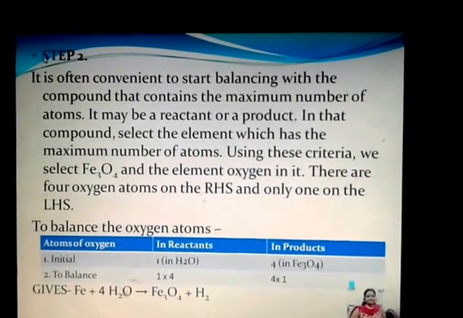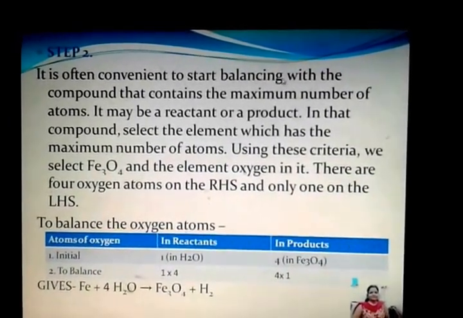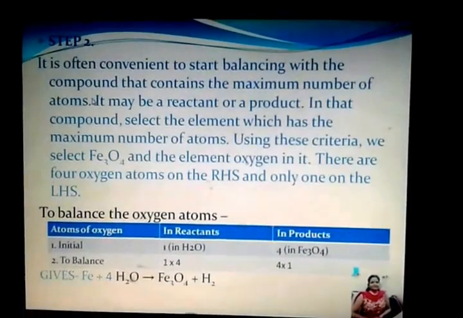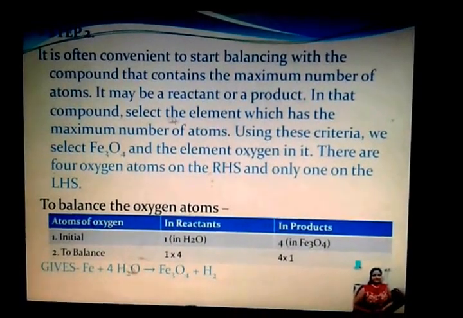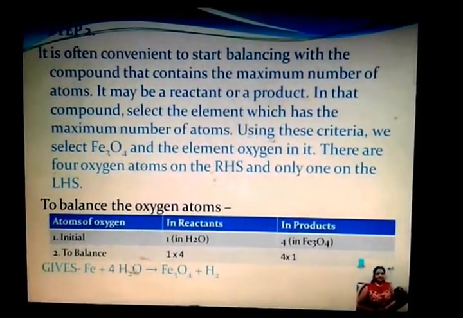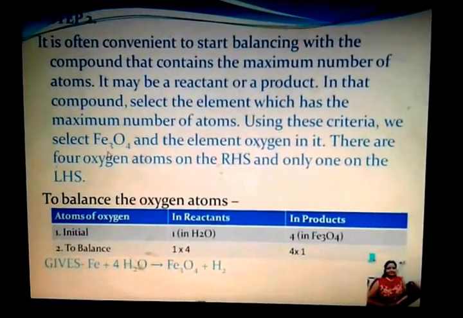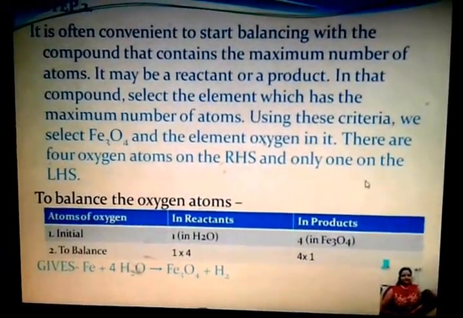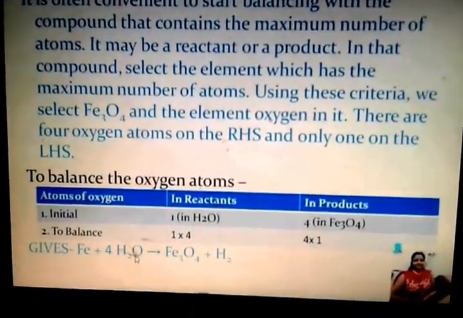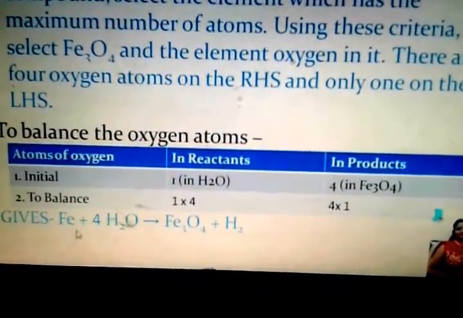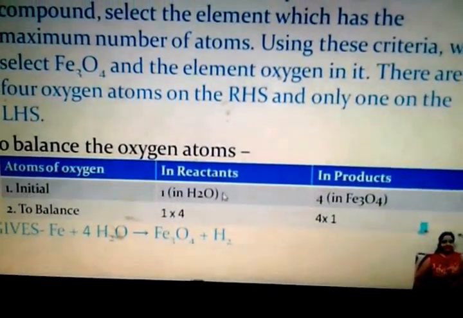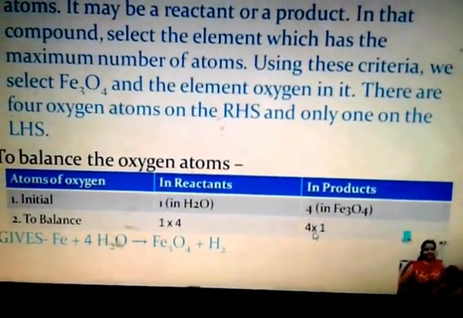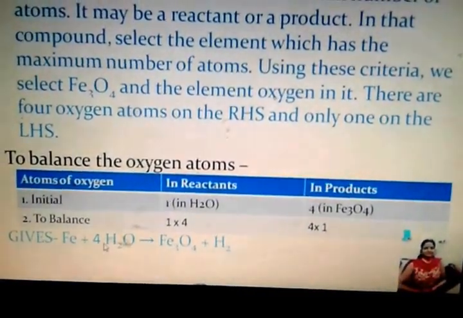Now step 2. It is often convenient to start balancing with the compound that contains the maximum number of atoms. It may be a reactant or a product. In that compound, select the atom which has the maximum number of atoms. Using these criteria, we select Fe3O4 and the element oxygen in it. There are 4 oxygen atoms on the right hand side, only 1 on the left hand side. So initially 1, 4. To balance it, 1 is multiplied by 4 and on the right hand side 4 into 1. As you can see, on the left hand side we have put 4 here.